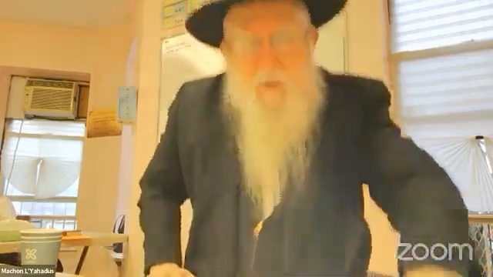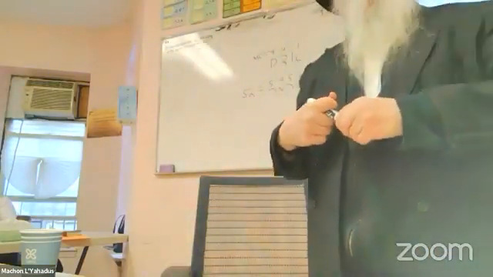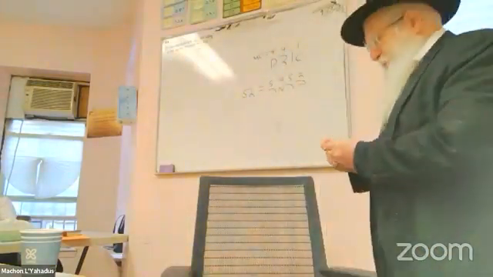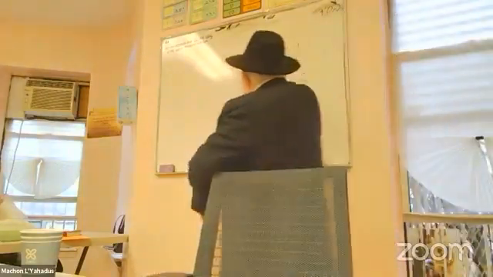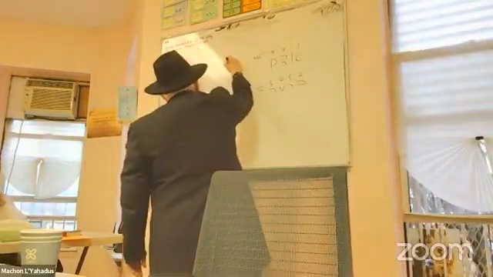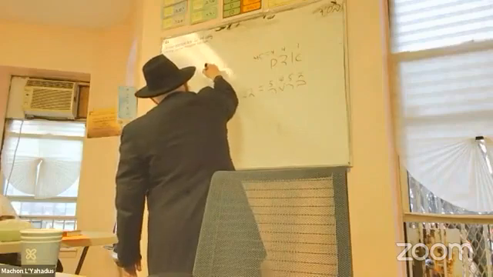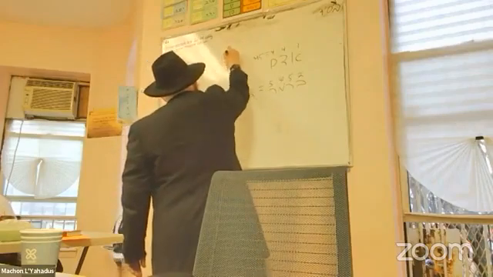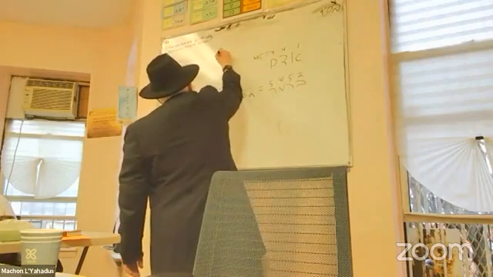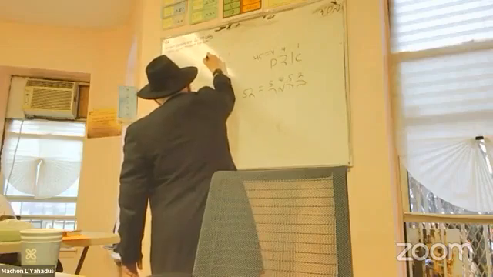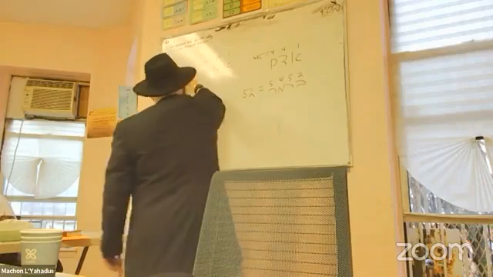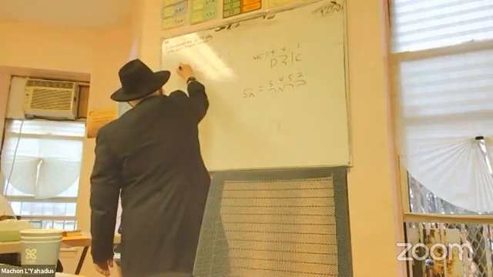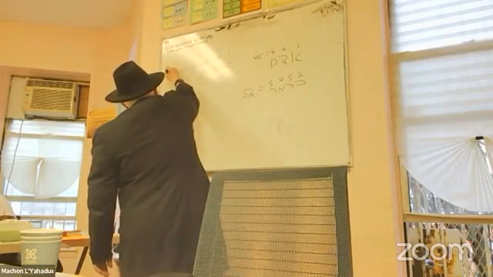And what's the connection to that? The connection is emes. The word emes has the gematria 9. It's another system of gematria. Emes is Aleph, Mem, Saf. This is 1, this is 40, and this is 400. That equals 441, and that equals 9.